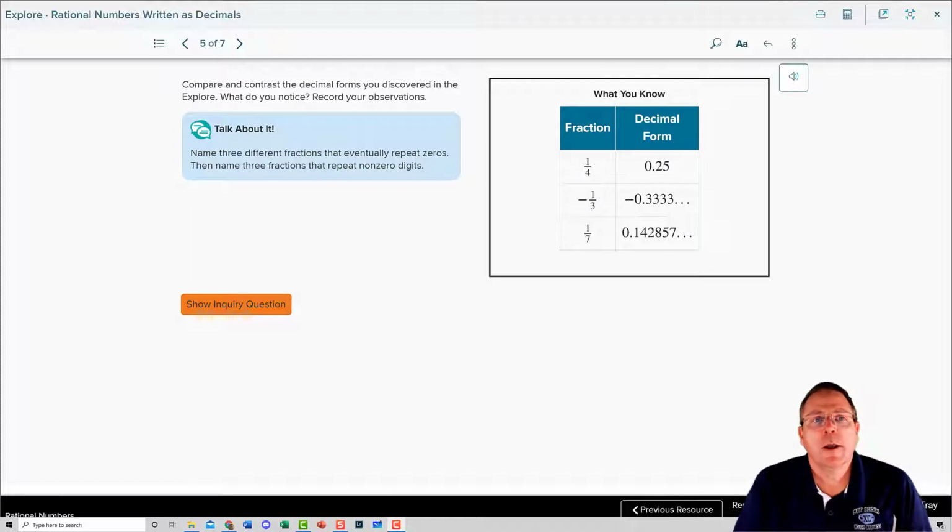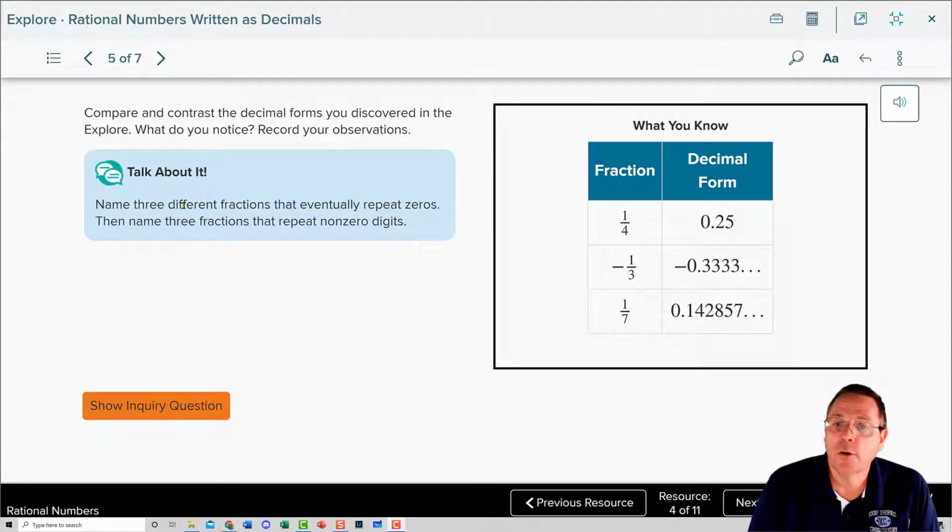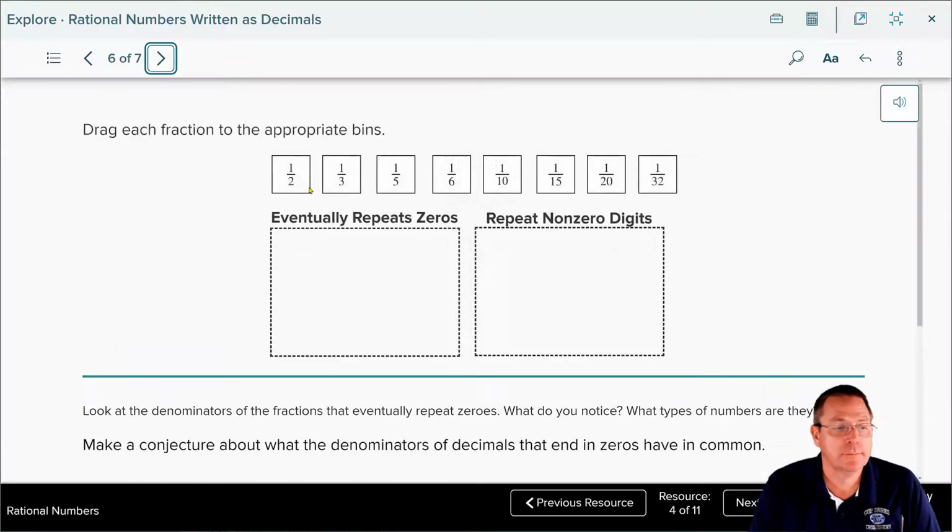It says compare and contrast the decimal forms that you discovered in the Explorer and what do you notice? Well, I noticed that this one terminates or has repeating zeros. This one is constantly repeating threes, and this one has a repeating pattern that we see over and over again. Name 3 different fractions that eventually repeat, then name the fractions. Yeah, we're not going to do that. Let's keep right on moving here.